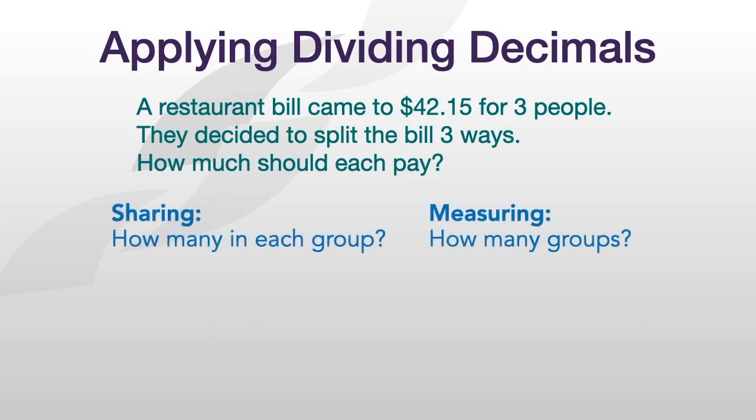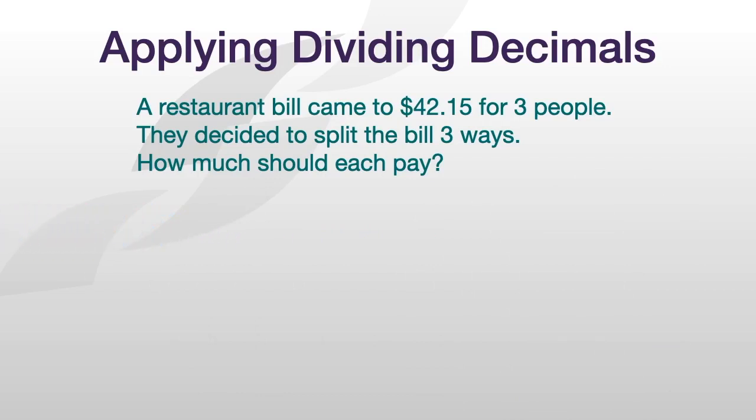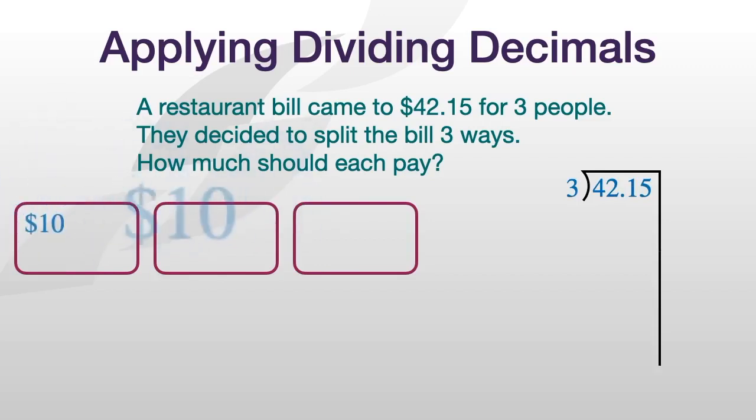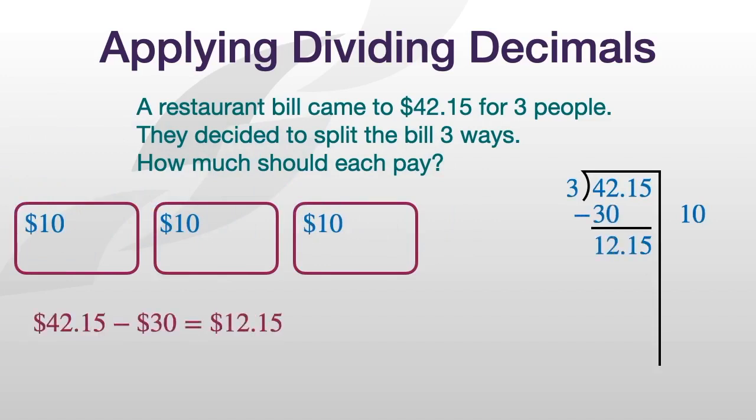Among the meanings of division we should consider, sharing makes the most sense. We need to split the total 3 ways. I'll also show the symbolic approach at the same time. Let's start with $10 each as a starting amount. So in total, we reduce the bill by $30 and have $12.15 left to split. That's close to 12, so let's have each one pay $4 next.